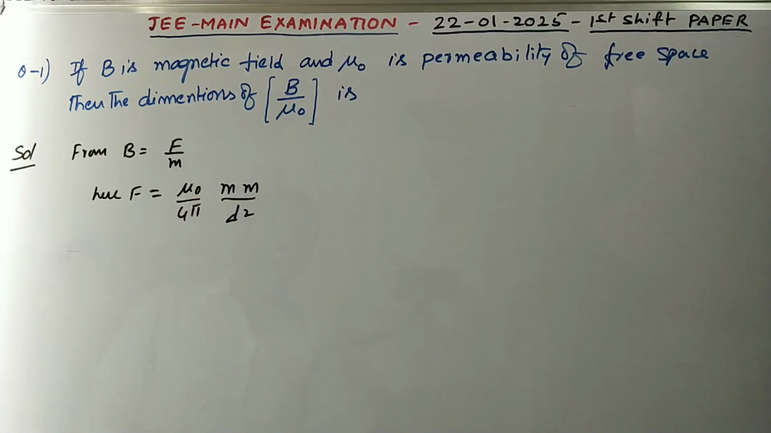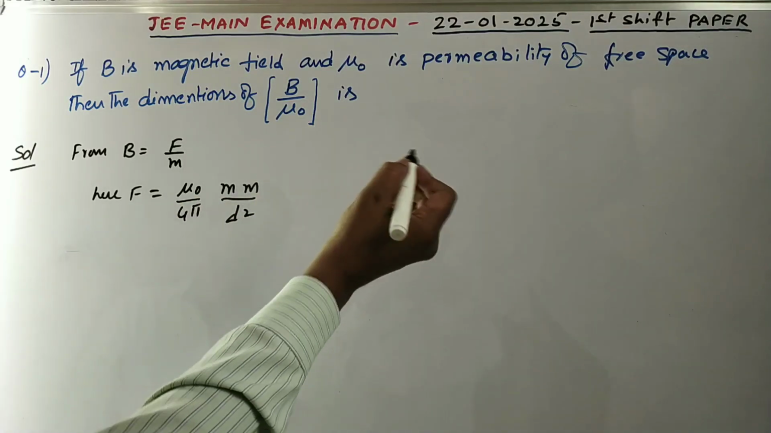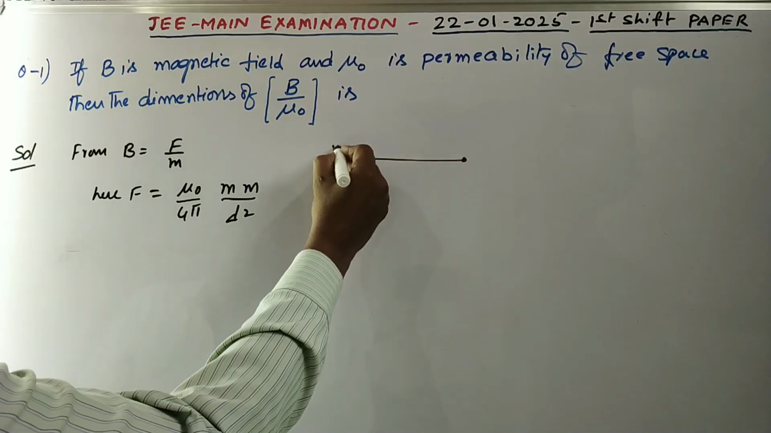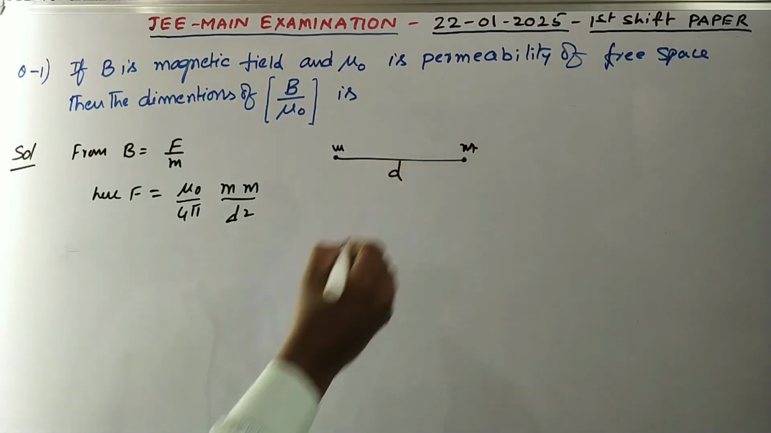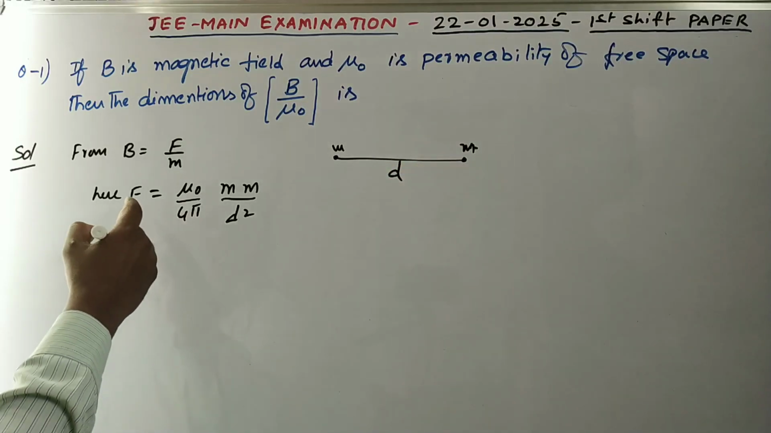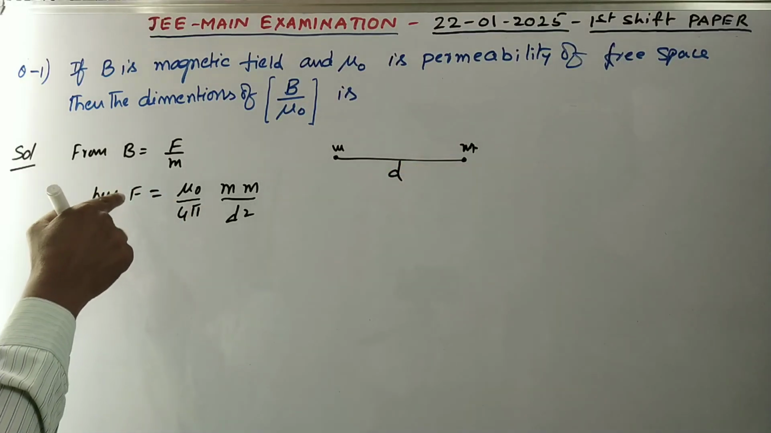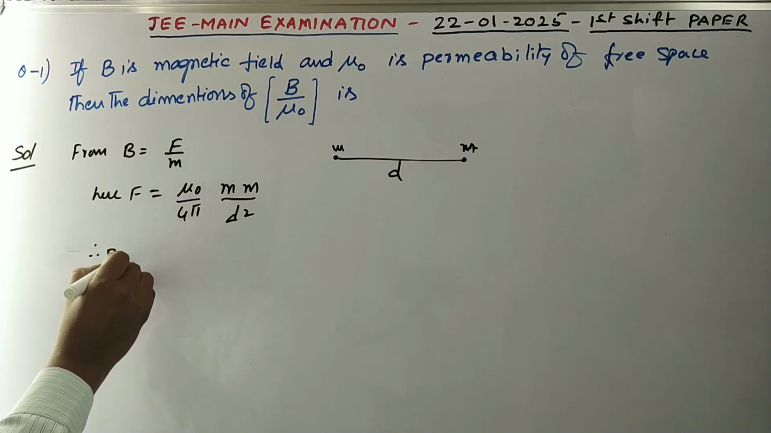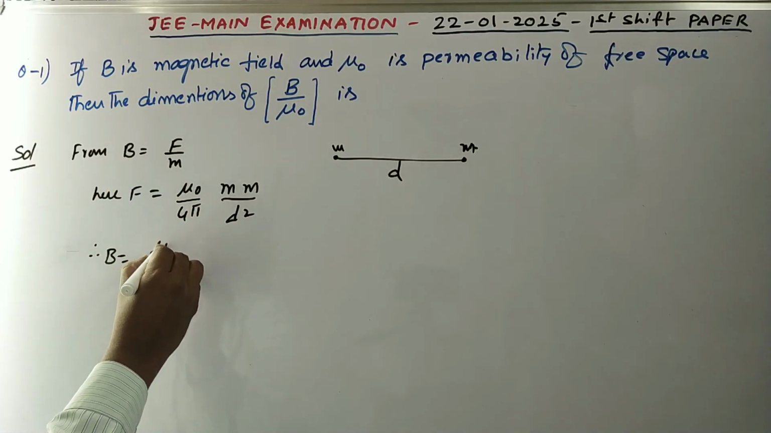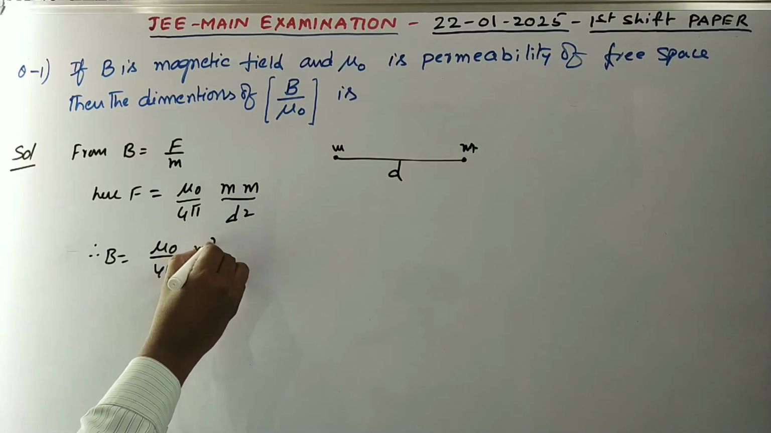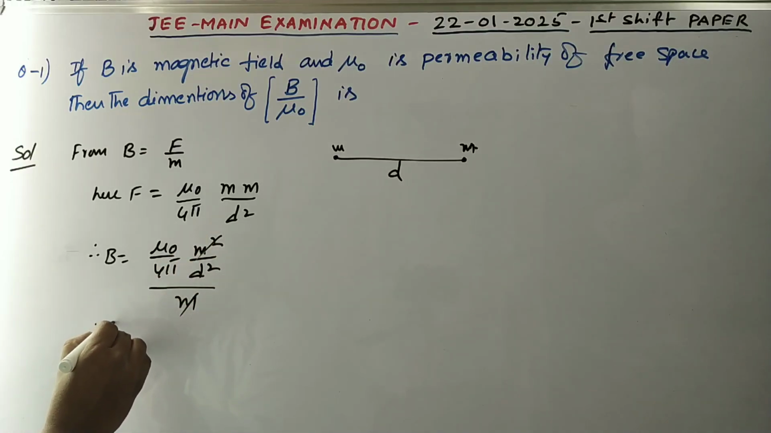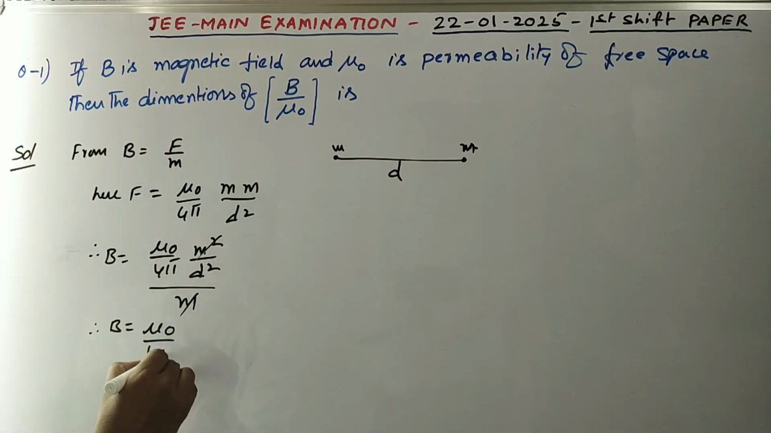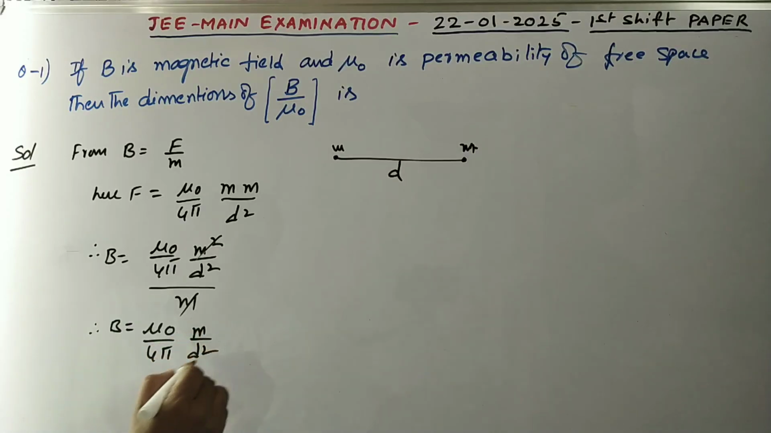Here, m are the two magnetic poles separated some distance apart from each other. This is the first magnetic pole, this is the second magnetic pole. These two are separated by some distance d in space. So from this you can write like this, but F is equal to this thing. Therefore, B is equal to what? You can replace F by this. It means mu naught by 4 pi, m squared by d squared by m. So one m is cancelled. Therefore, B is equal to mu naught by 4 pi m by d square, isn't it?